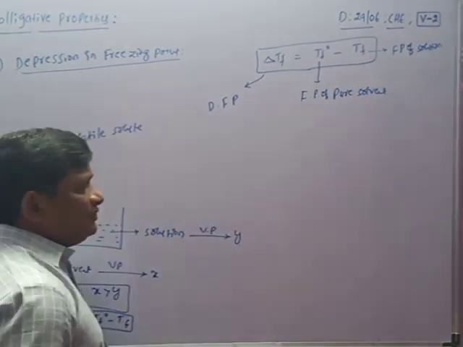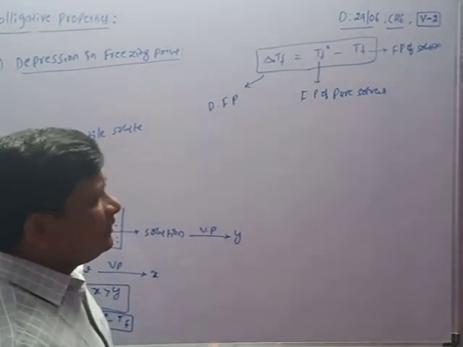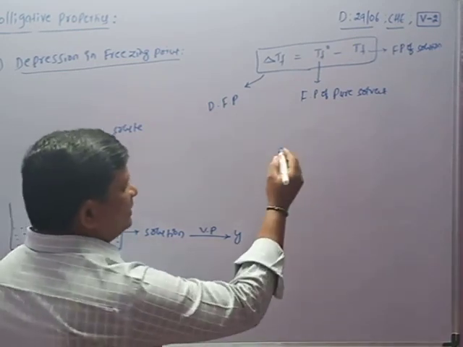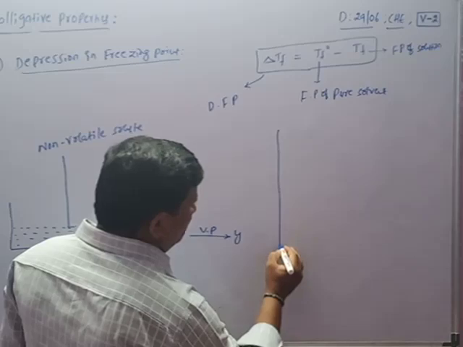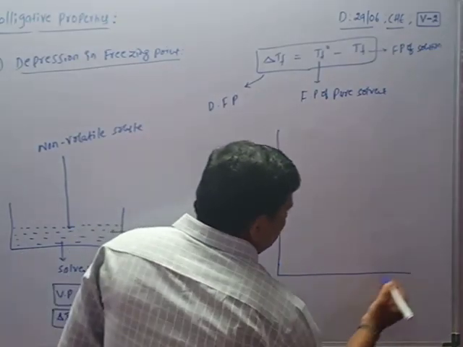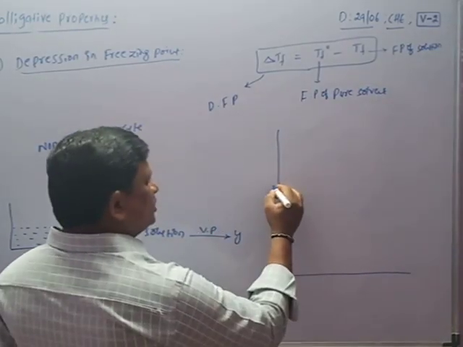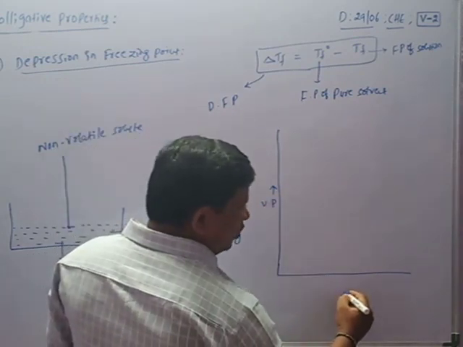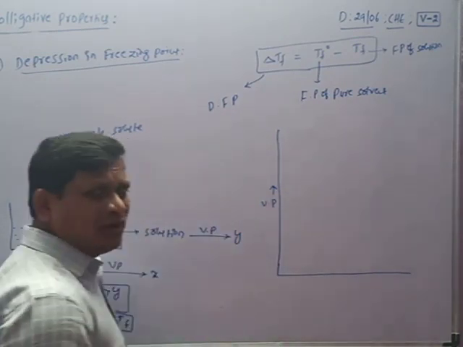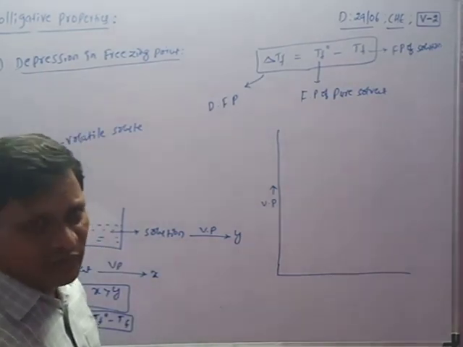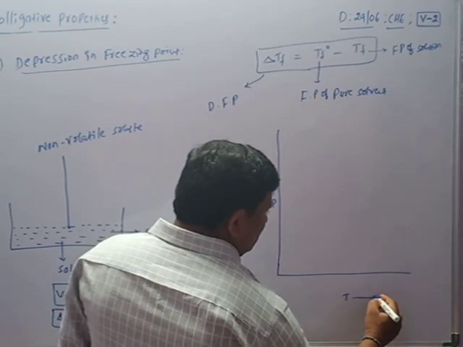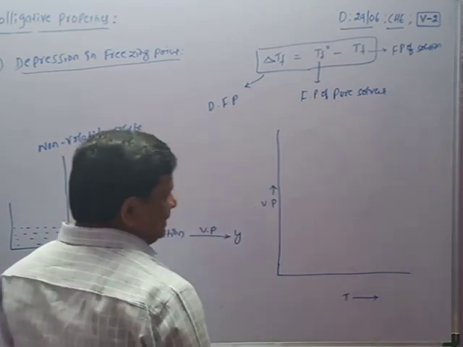Now a graph is drawn between freezing points and vapor pressures. Vapor pressures are taken on the y-axis. Freezing points are also temperatures, so temperature is taken on the x-axis.